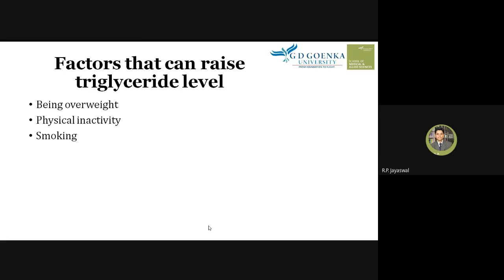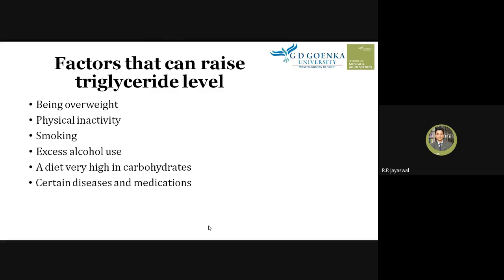Smoking is another factor. Smoking can stimulate the body to retain, store, or increase triglyceride level in the blood. Excess alcohol use: an alcoholic person might have a higher triglyceride level in the blood. A diet very high in carbohydrates: a person taking a diet high in carbohydrates or even high in lipids will always have elevated triglyceride levels in their blood.